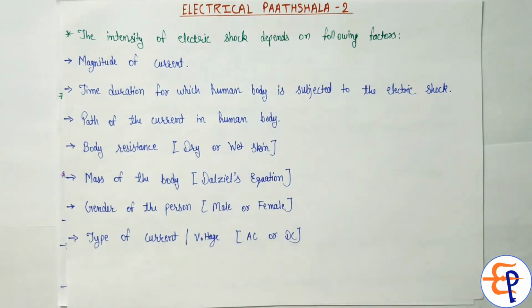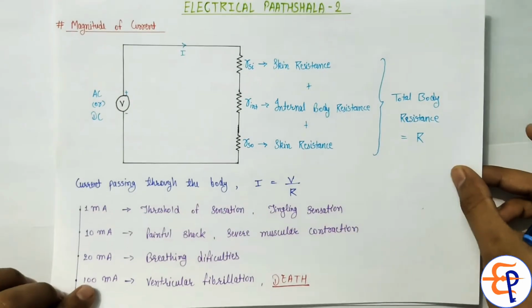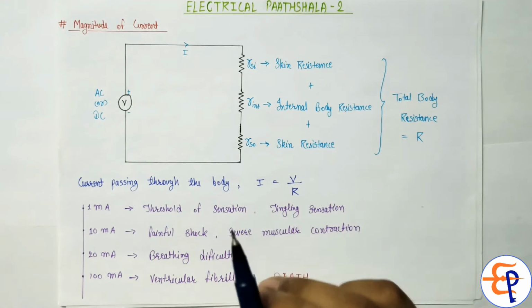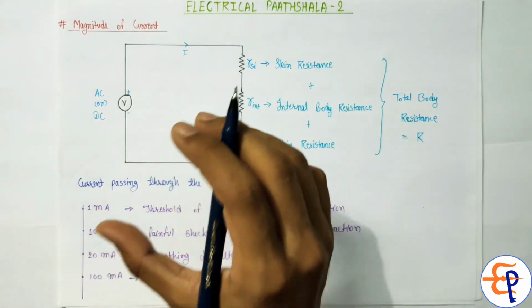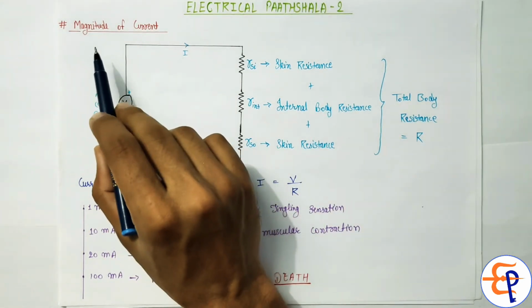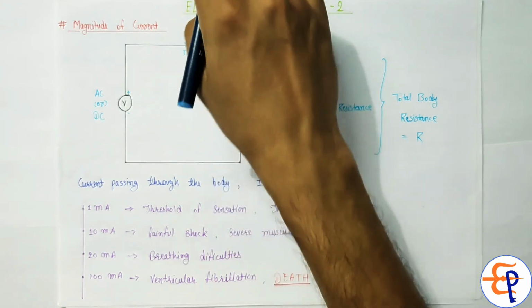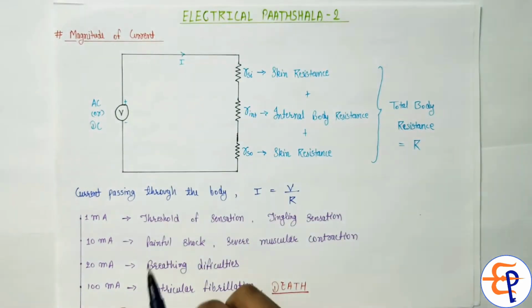So let's start guys. Our first factor is magnitude of current. So guys, always remember that it's the current that kills. It's the amount of current that does the damage. The real measure of electric shock intensity is the amount of current which is passing through your body and not the voltage. Why guys? Let's see.